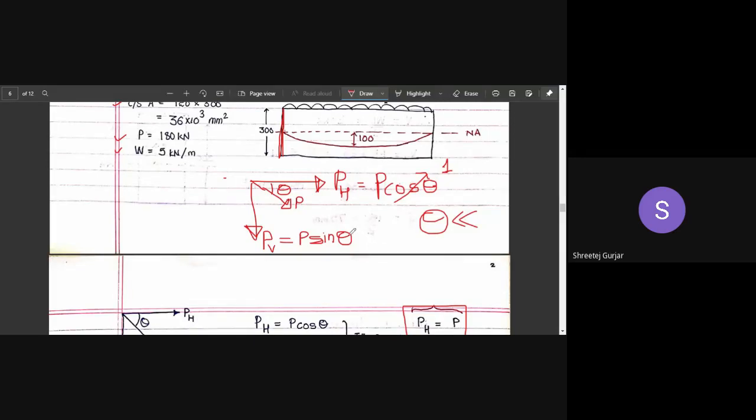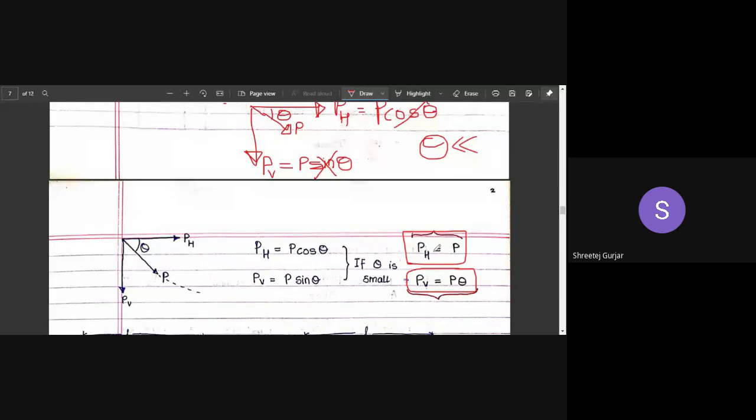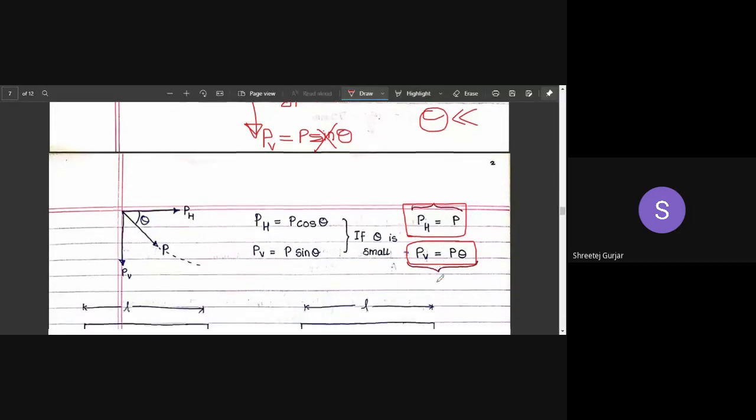Now, what is this particular equation? If theta is very near to 0, sine 0 is 0, but we cannot write 0 over here. What we will do is neglect the sine term and keep theta as it is. So we neglect sine and keep theta. Hence PV will be equal to P theta. So PH is equal to P and PV is equal to P theta.